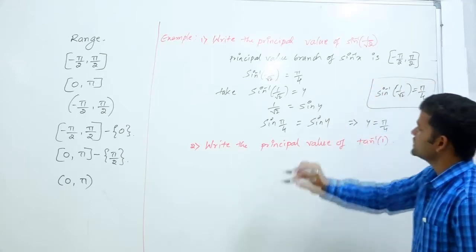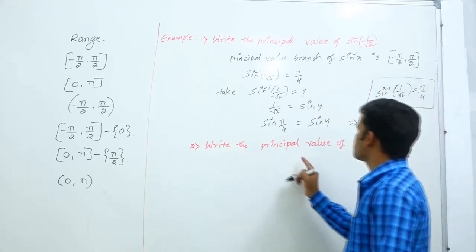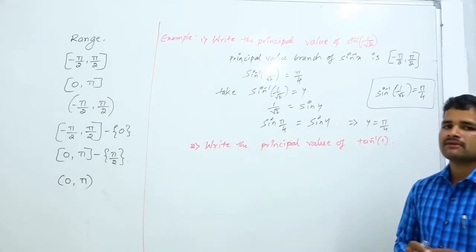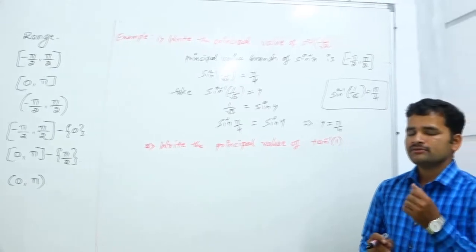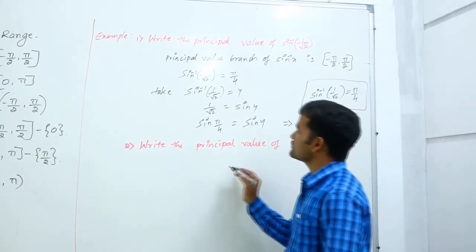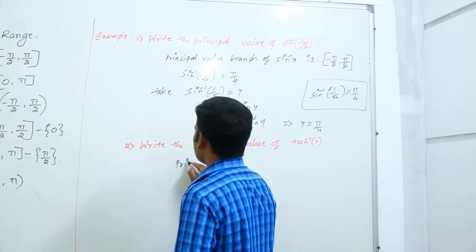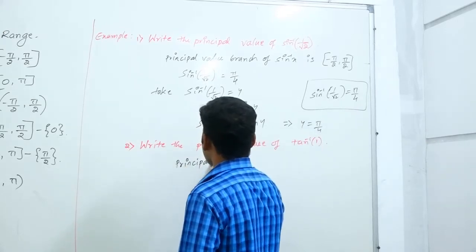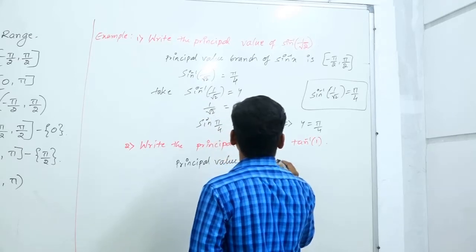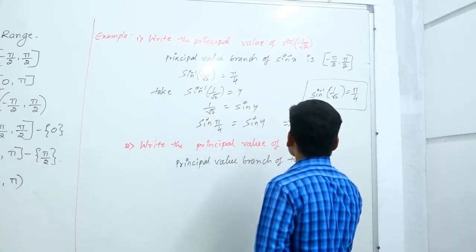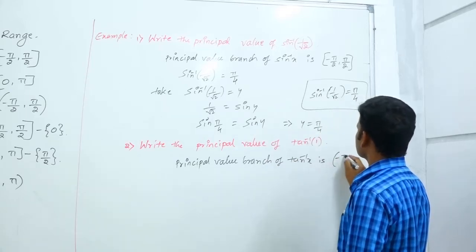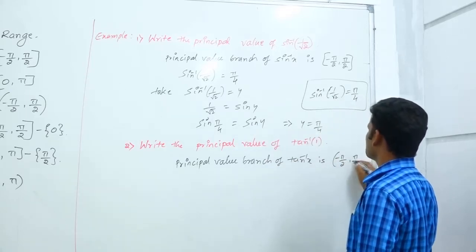In the same way, write the principal value of tan inverse of 1. Tan inverse of 1, principal value you should write. So, we need to remember what is the principal value branch of tan inverse of x. It is the open interval minus pi by 2 to plus pi by 2.